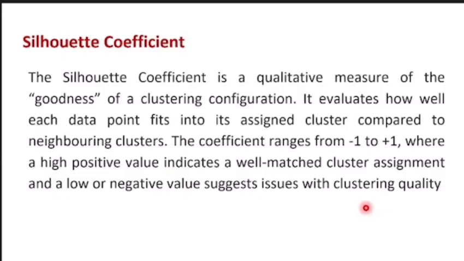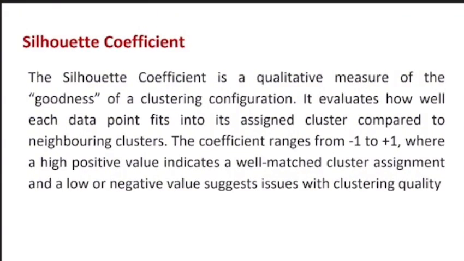So now, if the value returned is close to 1, then that is an agreement. If it is very close to -1, that's a disagreement. It means the object should be in a different cluster. And that was why I said this is a measure of the goodness of a clustering configuration. This evaluates how well each data point fits into the assigned cluster. A high positive value, very close to +1, indicates a good match, and a low or negative value will indicate that we have an issue here.